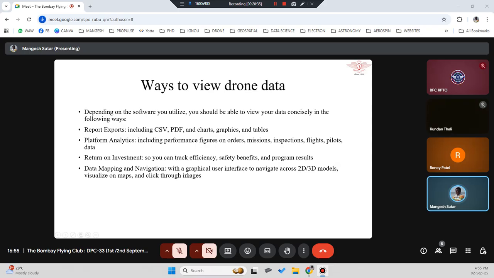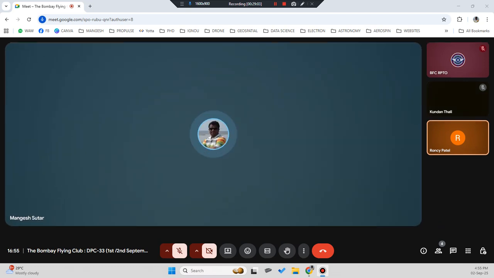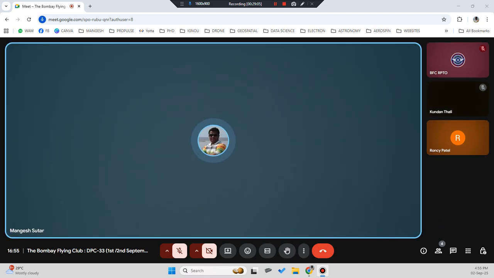Data mapping, navigation using a graphical user interface to navigate across 2D, 3D models. As I said, they were talking about creating a 3D model from whatever data is captured. So you can create a real 3D model of a particular tower and see it in a real-time 3D view of the entire tower practically. That was possible by having the amount of data, or videos, captured by the drones. Okay, so with that, we complete our topic of introduction to drone data and analytics.